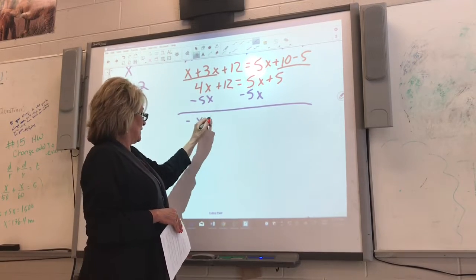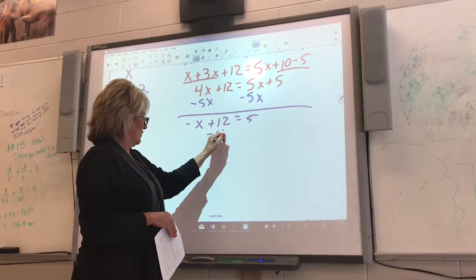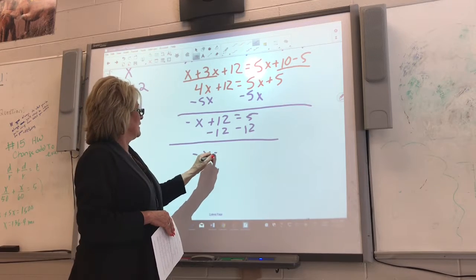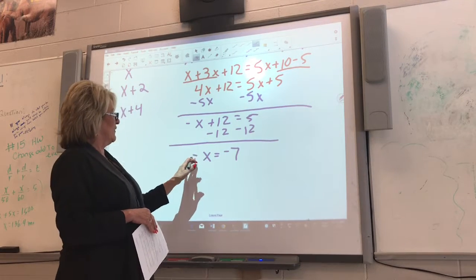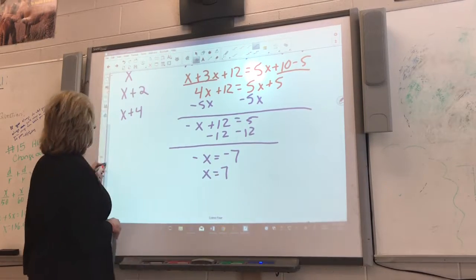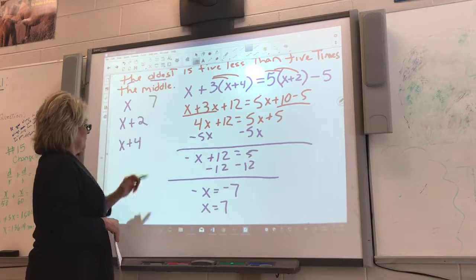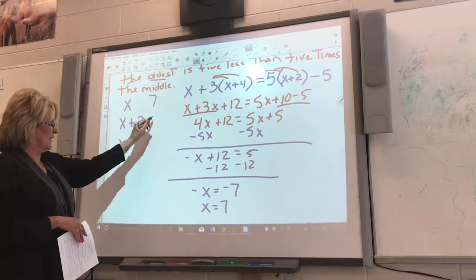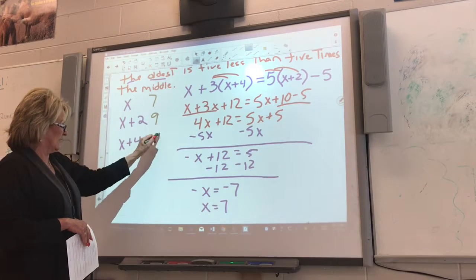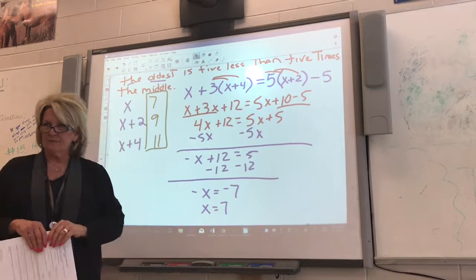Now I've got negative X plus 12 equals 5. Now I've got to subtract 12. Negative X equals negative 7. I can't have a negative X. I'm going to multiply by negative 1. X equals 7. That tells me that the youngest sister that we're talking about is 7 years old. And if she's 7, when you add 2 to 7, that one's 9 years old. And if she's 7 and you add 4, that means she's 11 years old. That is my answer. You can stop it.